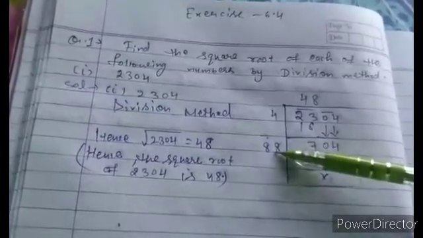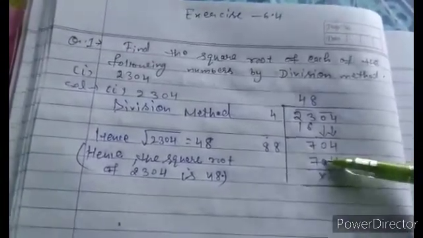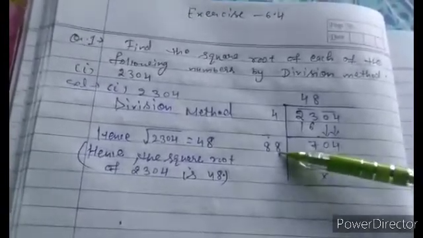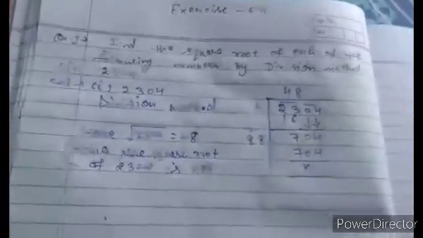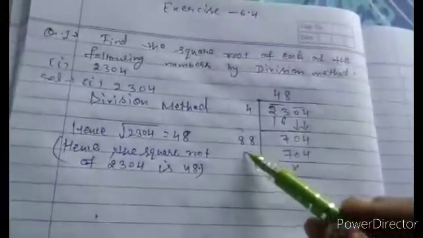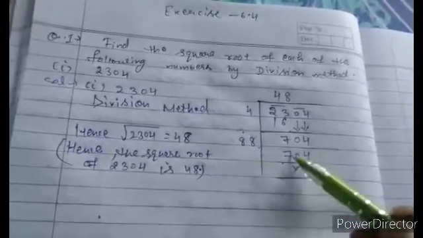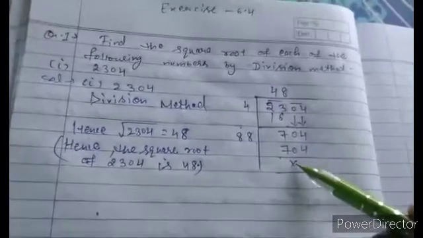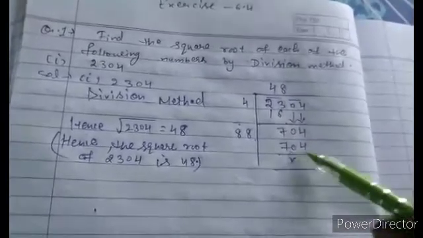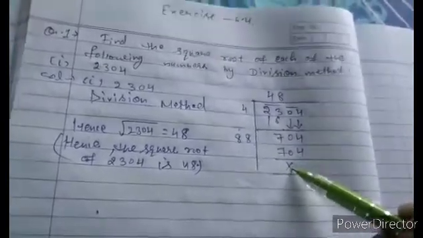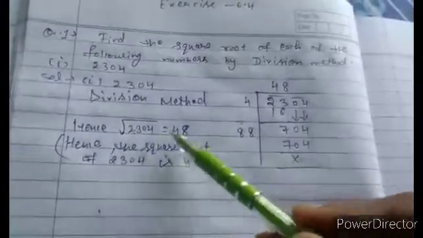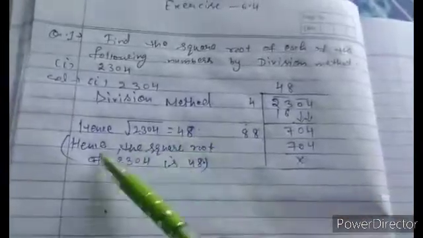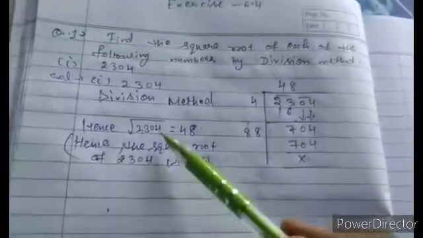Here with 2 it can't be because it will be a very small number. So with 8, if we multiply 88 with 8, we will get 704. So here also 8 and here also 8, so it is completely the same number, so no remainder. Hence we can say the square root of 2304 is 48. We can write it in this way also.